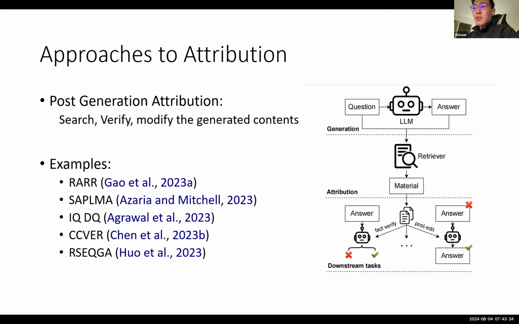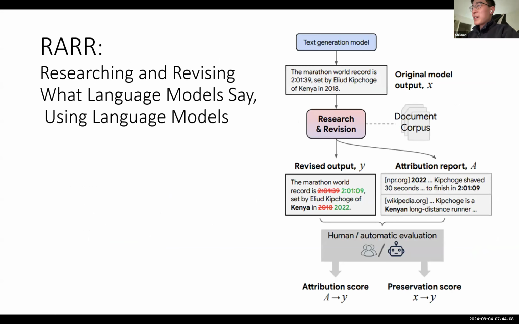The third kind of attribution approach here is post-generation attribution. This type of attribution method is focusing more on the verification or the modification of some generated contents. And this diagram here shows the framework of this kind of attribution. I also have some examples here, and I want to use RARR as an example.